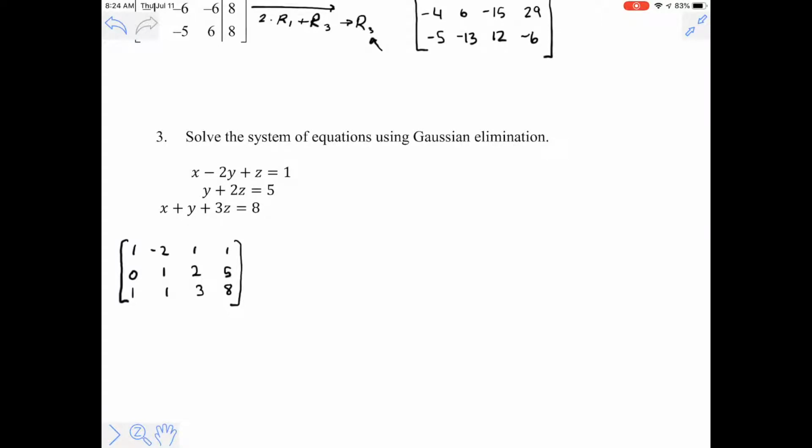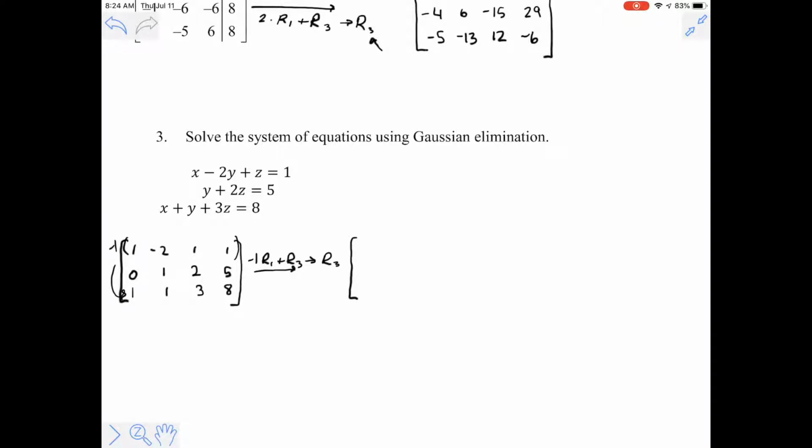Now, down that first column, remember we want to get that first column to be 1, 0, and 0. So we already have 1, 0. We just need to get that right there to be a 0. So what I'm going to do is multiply row 1 by -1. And then I'm going to add that to row 3 and that's going to become a new row 3.